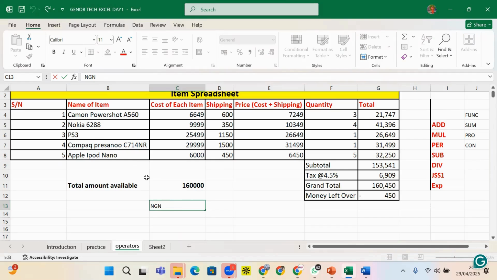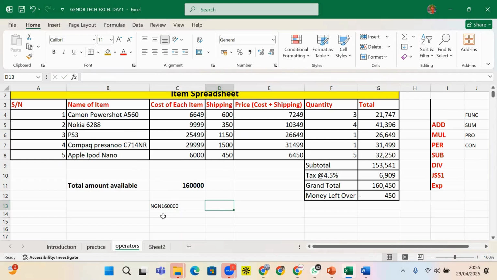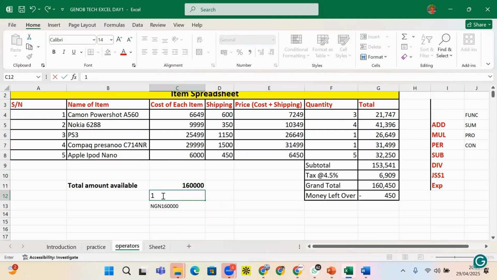So now, I'll come and type NGN 160,000. This is not a number. To you, this is Naira, and this is 160,000 Naira. But Excel does not know it as a number. It sees it as a text. So if I want to check if this is a number or a text, but before then, let me write another 160,000 here, and let's see something. 160,000. Once it's done, you see this one is moving to the right, right?